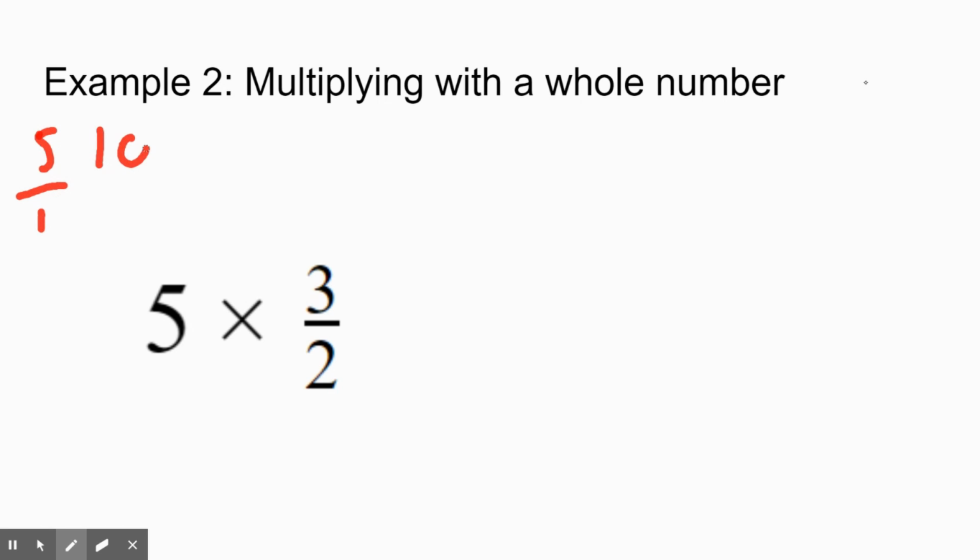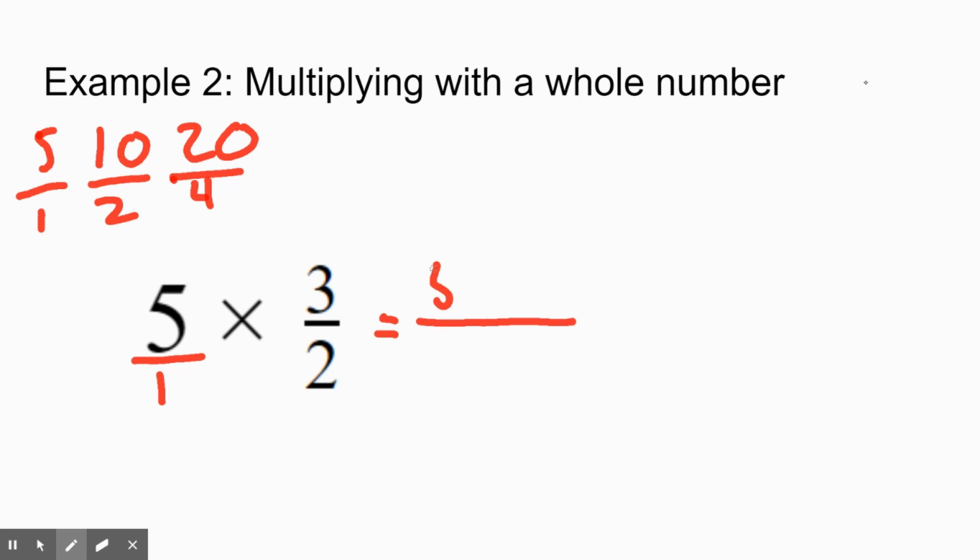We could make it 10/2. We could make it 20/4. There's no real limit to what we can do, but it's going to be much easier if we just go with the first example. We just make it 5/1. That'll keep things nice and simple for us. And then we just do the same thing that we did last time.